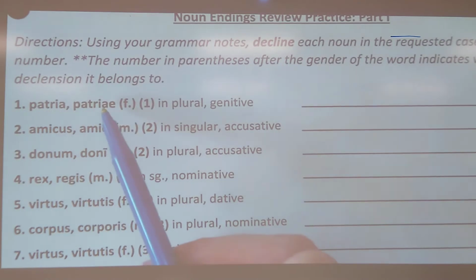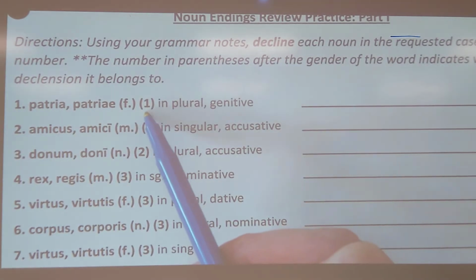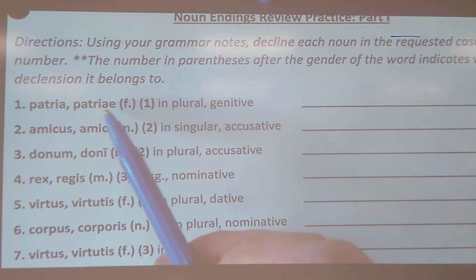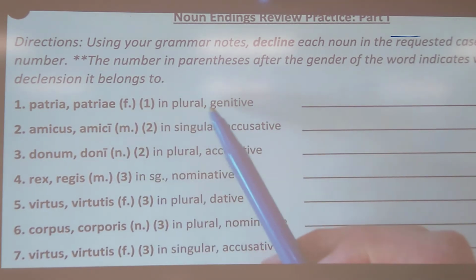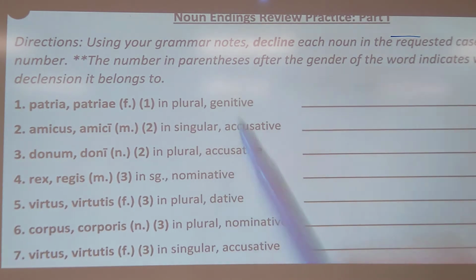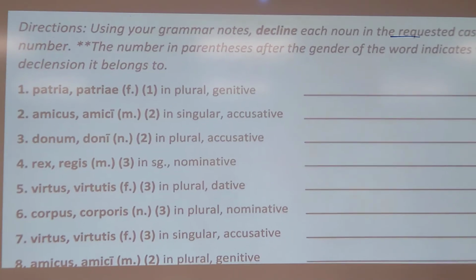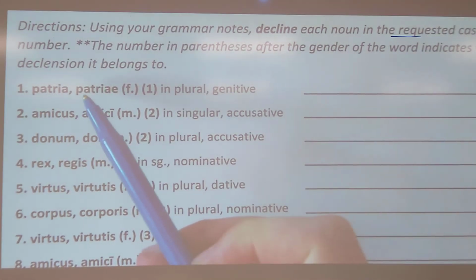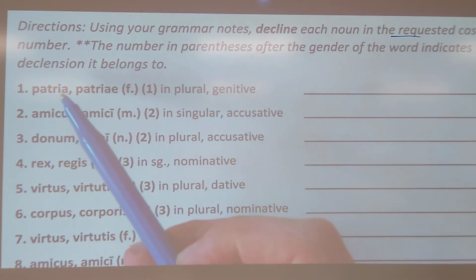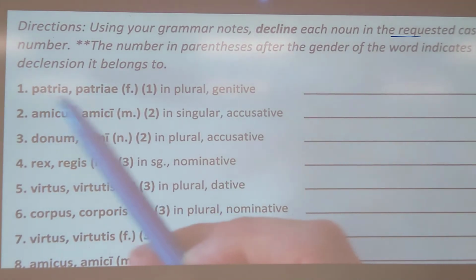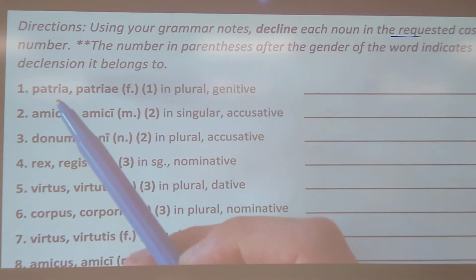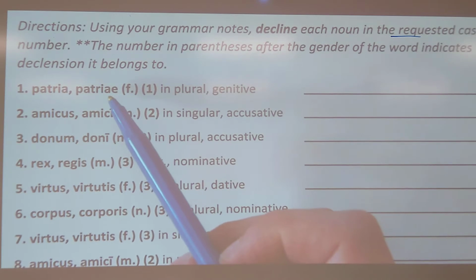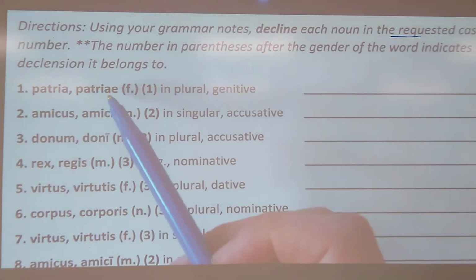Our first one is patria, patriae. That pattern shows us that it's first declension. And we're going to decline this noun in the plural genitive, or the genitive plural. So using your noun endings charts from last time, or just your brain pulling those answers out, you can cross-reference everything, put the pieces together, and get the right answer. The most important thing to remember when you're declining nouns is it's really tempting to only look at the first entry here, the nominative singular, but you really got to get in the habit of looking at the genitive singular, which is the second part of your vocab entry.